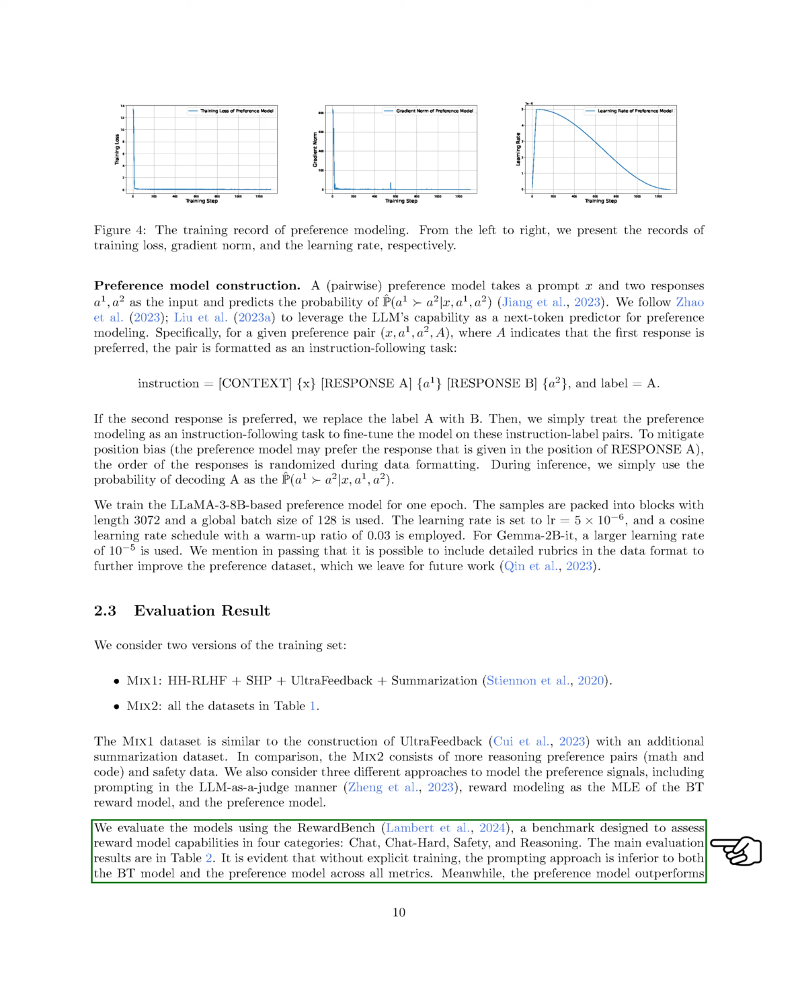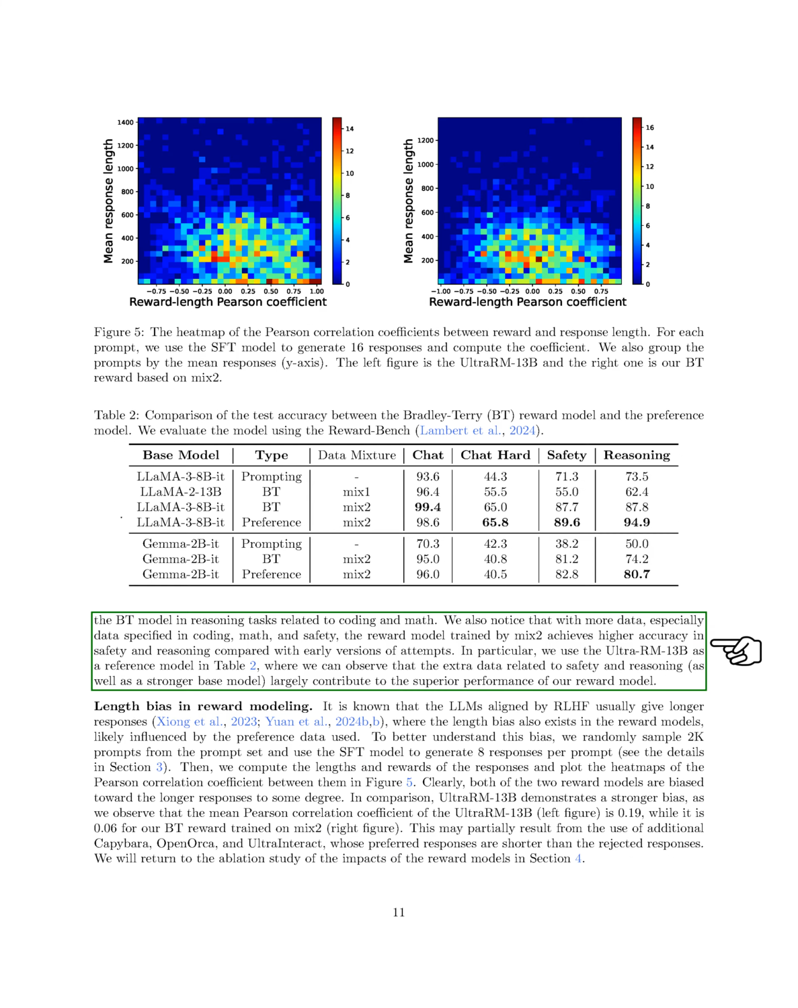Our evaluation is based on the Reward Bench benchmark, which assesses reward model capabilities in chat, chat hard, safety, and reasoning categories. The results show that the prompting approach is inferior to both the BT model and the preference model without explicit training. The preference model performs better than the BT model in reasoning tasks related to coding and math. With more data, especially in coding, math, and safety, the reward model trained by MIX2 achieves higher accuracy in safety and reasoning compared to earlier attempts.